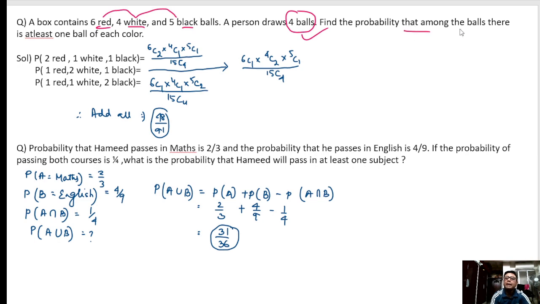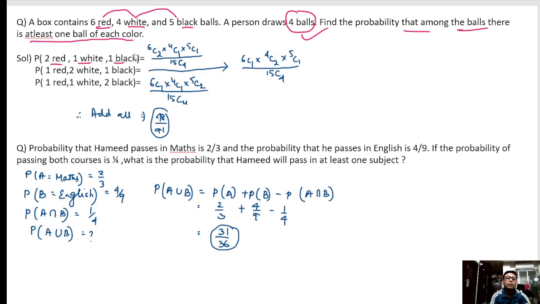Find the probability that among the balls there is at least 1 ball of each color. At least 1 ball should be of each color. So what I can do, I can have 2 red, 1 white, 1 black.